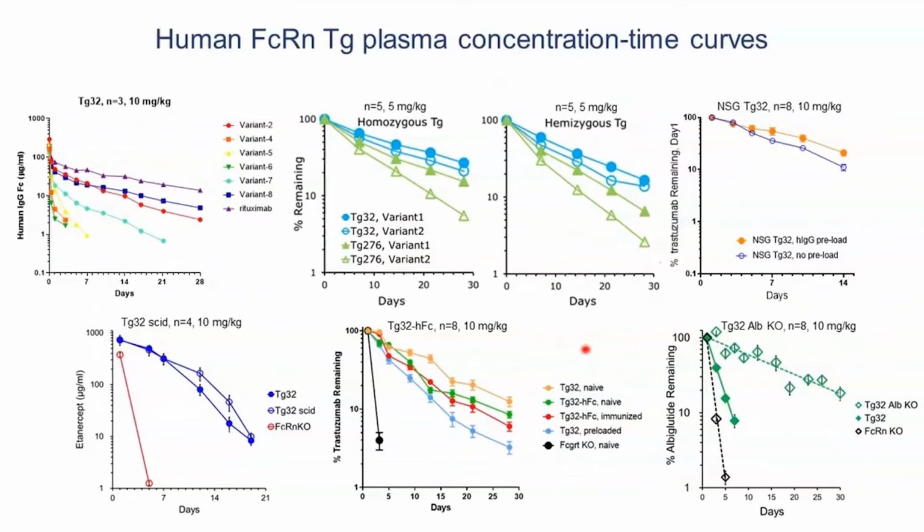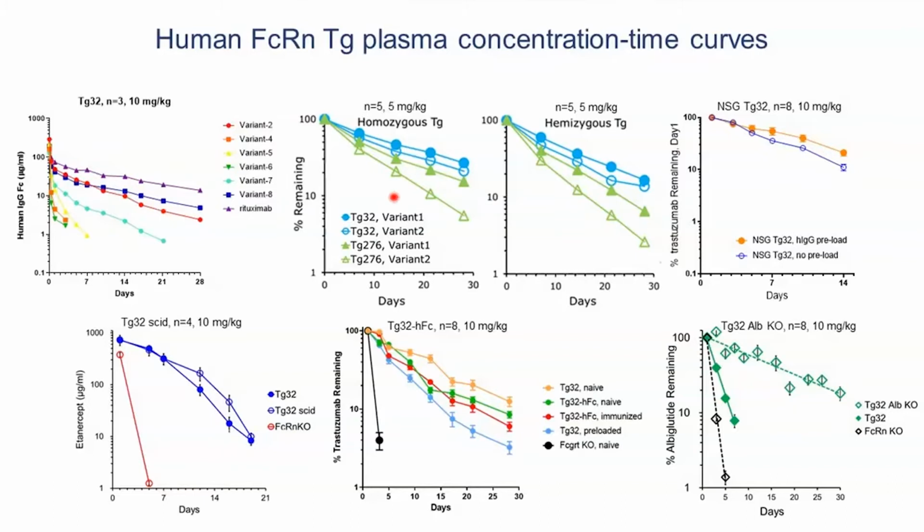So in the upper left, we did a study in TG32 mice, 3 mice per treatment group. And these are different variants of rituximab. You can see rituximab at the top, and this is a plasma concentration time curve. And you can see each of the variants falling down below with different levels of clearance.